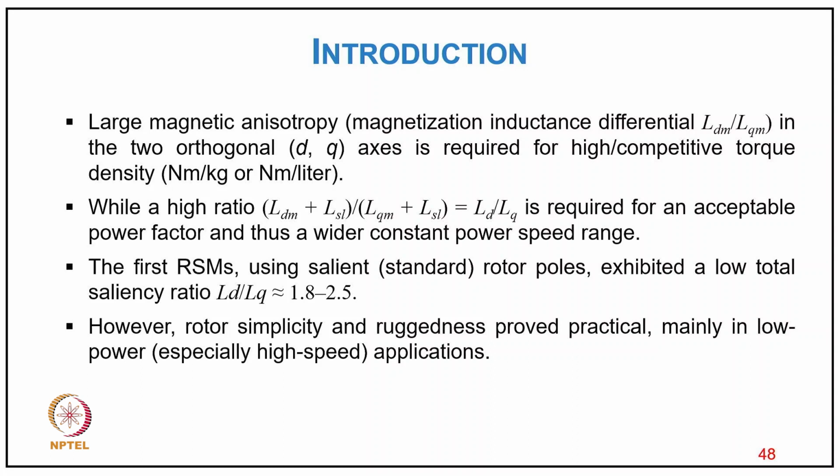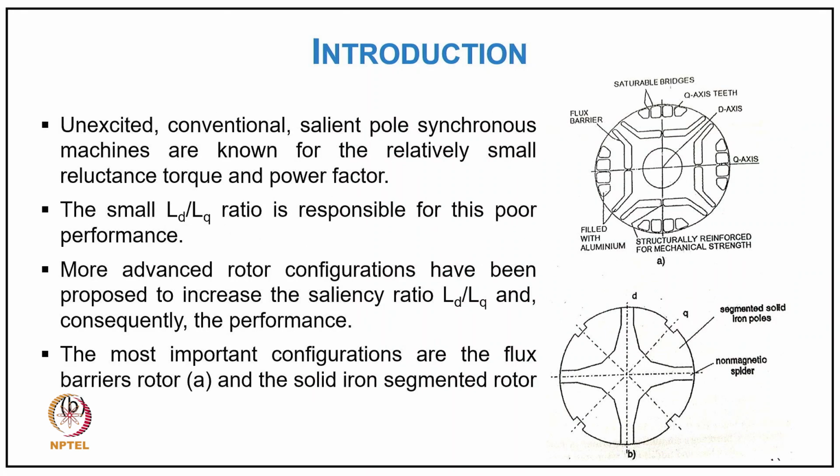So first, the synchronous reluctance motor using a salient pole standard rotor exhibited low saliency, Ld upon Lq, of 1.8 to 2.5. However, rotor simplicity and resistance proved practical in many low power, especially high speed, applications. Typically, an unexcited conventional salient pole synchronous machine is known for relatively small reluctance torque and power factor. So the small Ld upon Lq ratio is responsible for poor performance.